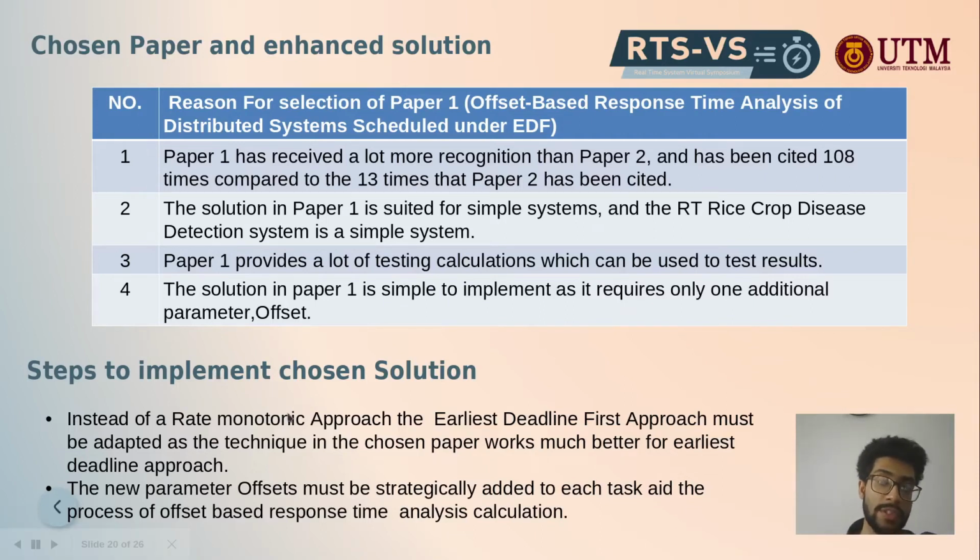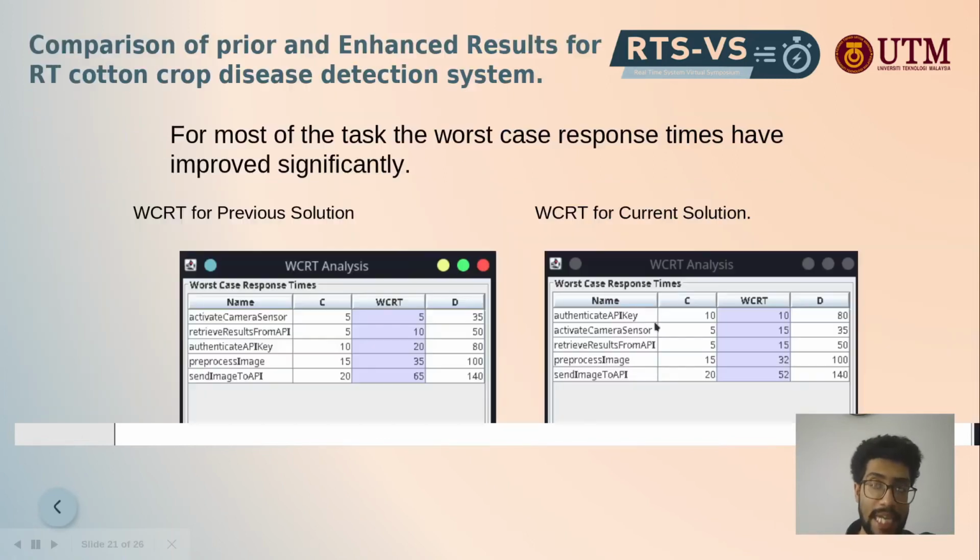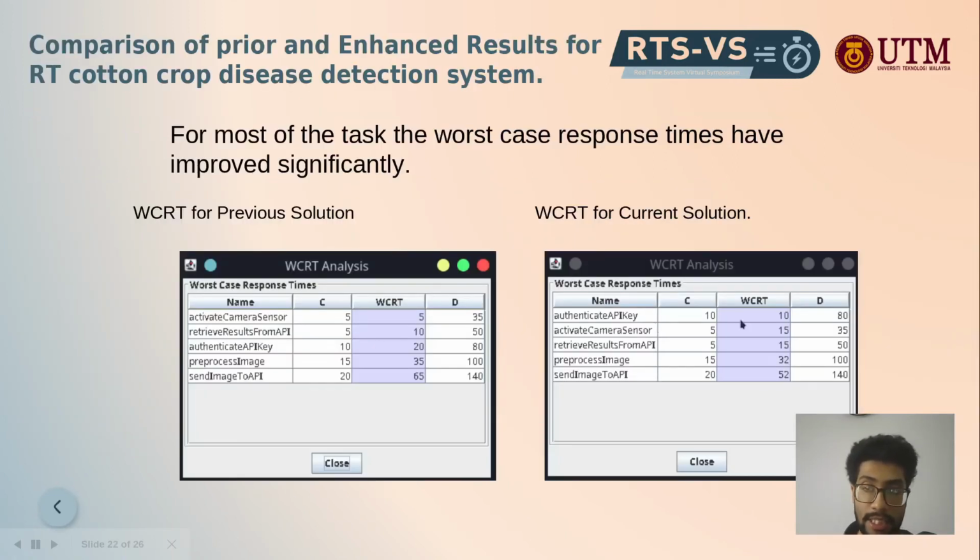And to implement the chosen solution, the new parameter offset must be statically introduced, and the rate monotonic approach must be changed to the earliest deadline first approach. And these are the results that have been obtained for the enhanced method. This is the old calculation and this is the current calculation.